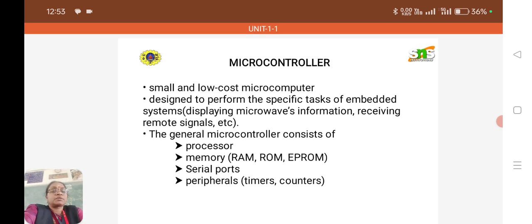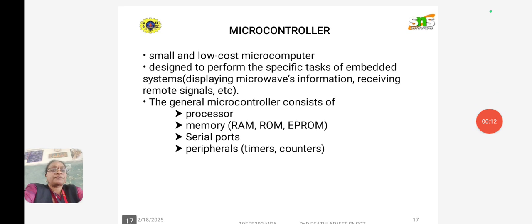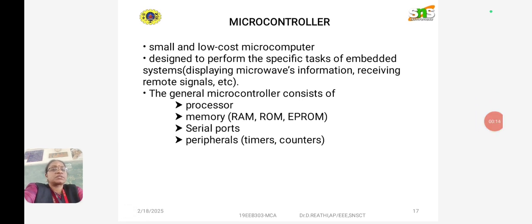So, we know that a microcontroller is a small and low-cost microcomputer which is designed to perform specific tasks in embedded systems, like displaying microwave information, receiving remote signals, etc. A general microcontroller consists of a processor, and memory, which includes RAM, ROM, and EEPROM, and the serial ports. The next one is peripherals, which include timers and counters.